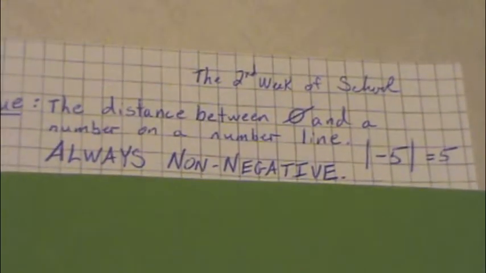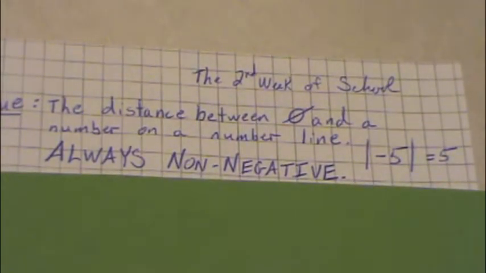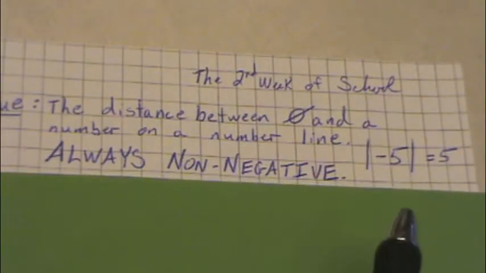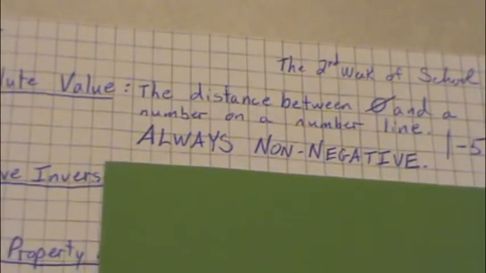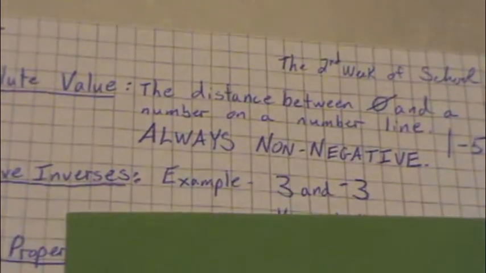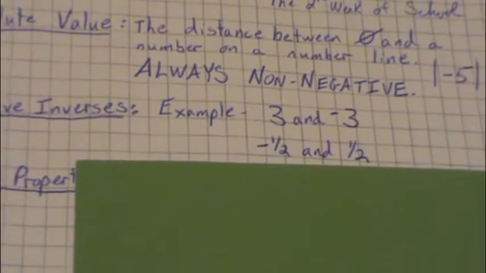You're wondering maybe why I said non-negative instead of always positive. It's because 0 is neither positive nor negative. The absolute value of 0 is 0. That's non-negative. Okay, additive inverses. Example, 3 and -3, -1/2 and 1/2.